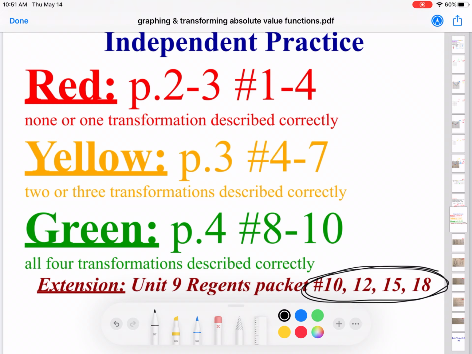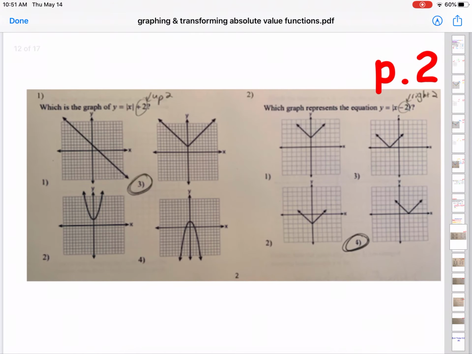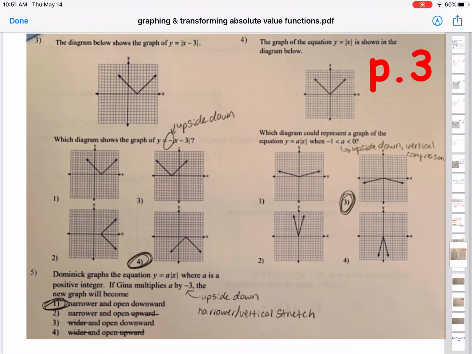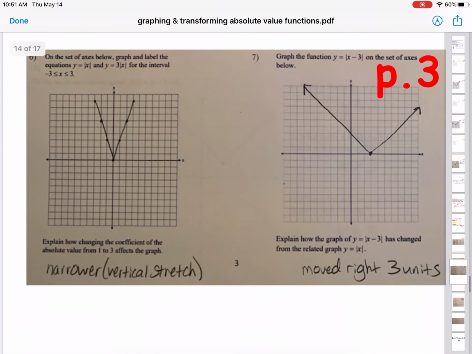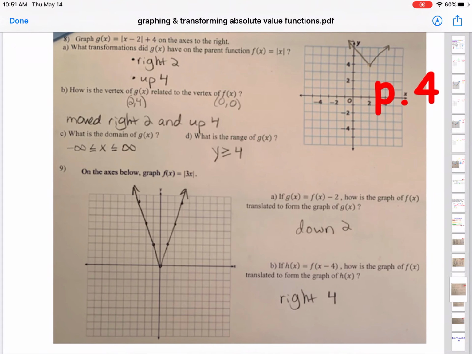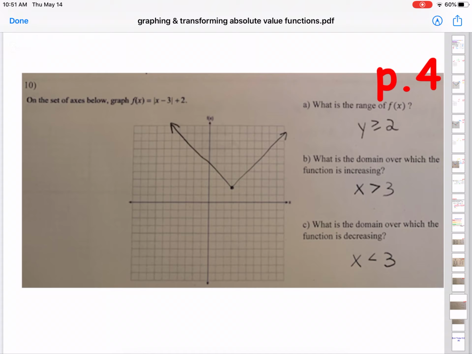Okay, taking a look at our answers here, feel free to pause the video to check your work. Here's numbers 1 and 2 on page 2. Here's 3, 4, and 5 on page 3. Here are 6 and 7 on page 3. Here is 8 and 9 on page 4. Here is number 10 on page 4.